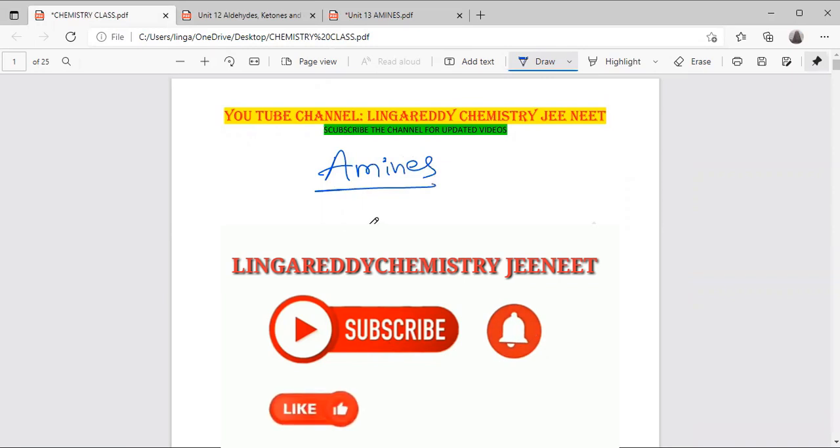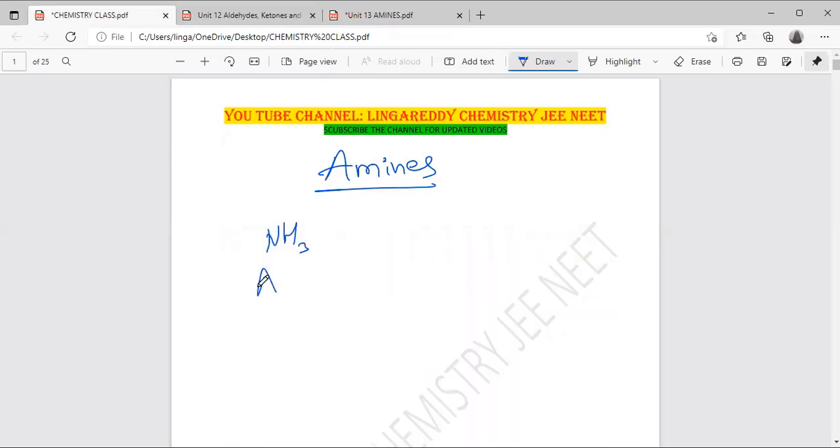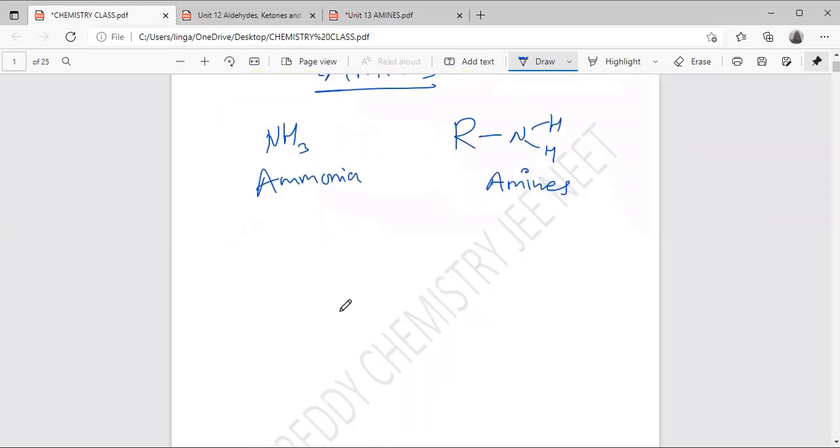Amines. See, amines are nothing but the derivatives of ammonia. NH3 is ammonia. So in place of any one hydrogen, if an R group is there, R and two hydrogens, these are amines. These amines are of three types.